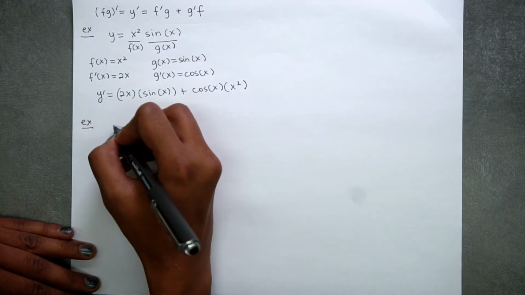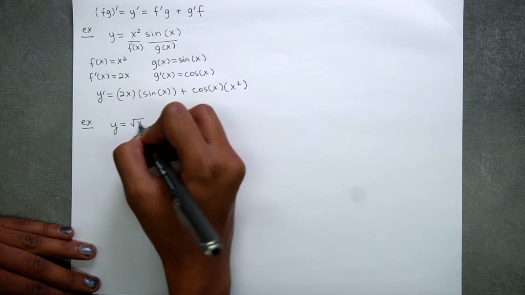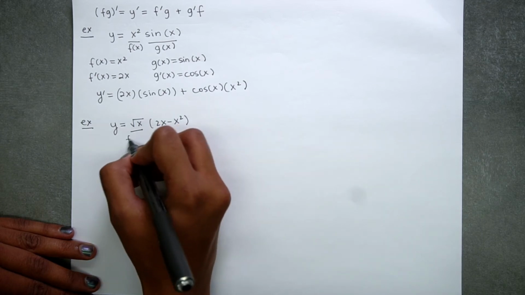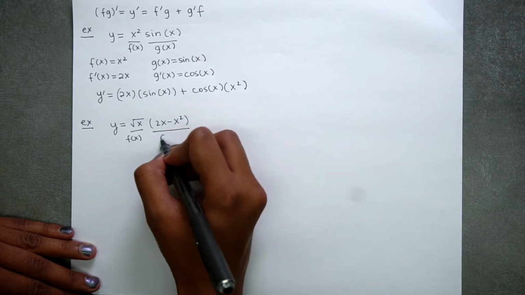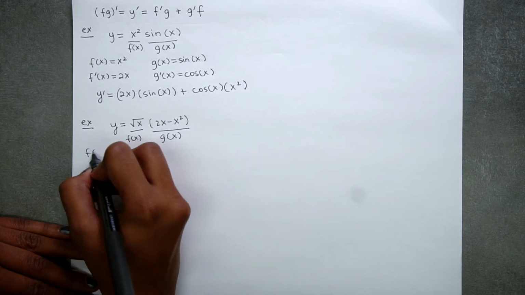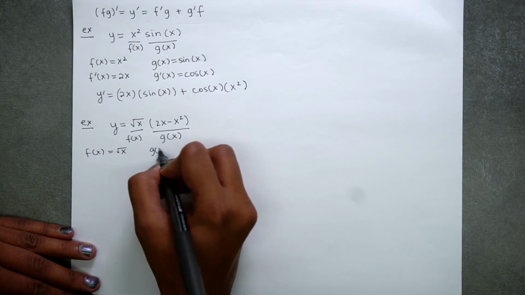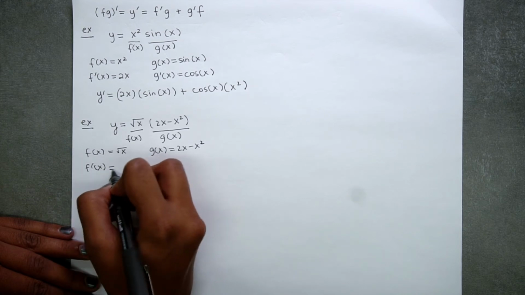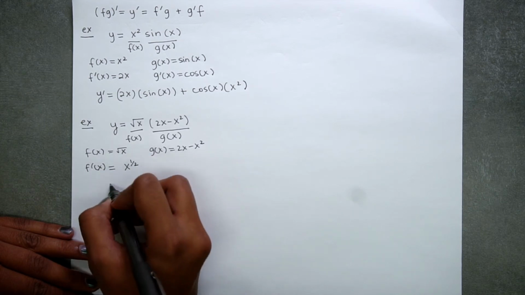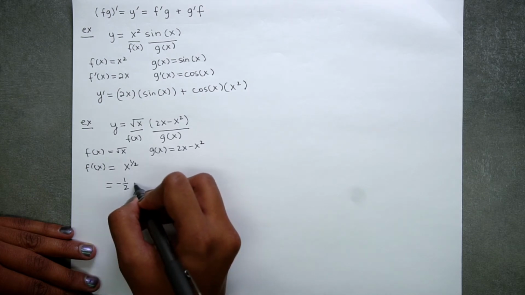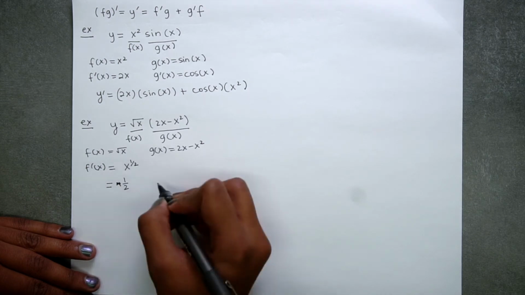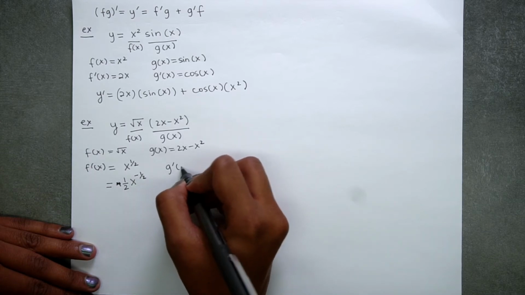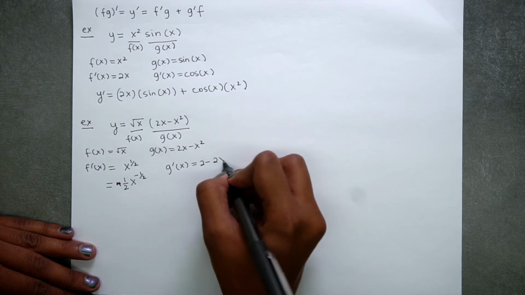So another example is square root of x times 2x minus x squared. So the square root of x would be our f of x, and then 2x minus x squared is our g of x. So f of x and g of x. Then our f prime of x would be, using the power rule, we get a half x to the negative half power. And then g prime would be 2 minus 2x.